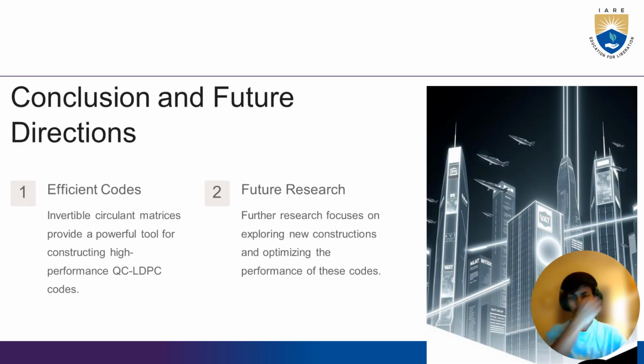And the last slide: the conclusion and future directions. There are two conclusions: efficient codes and future research. These are the main parts of this whole PPT. First, efficient codes: the invertible circulant matrix provides a powerful tool for constructing high performance QC-LDPC codes. And for future research, further researchers can focus on exploring new constructions and optimizing the performance of these codes.